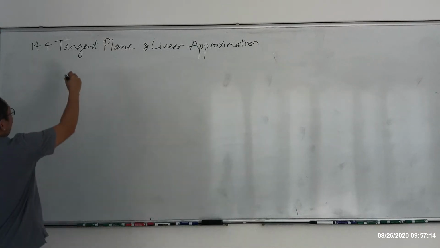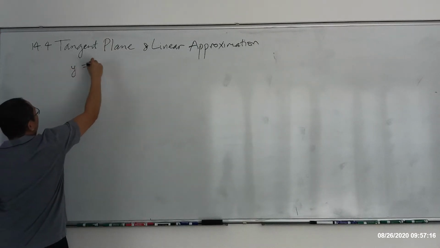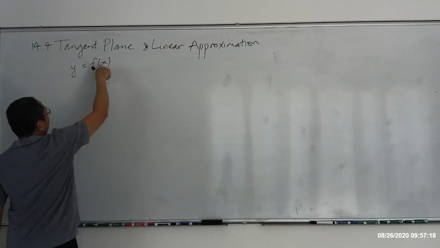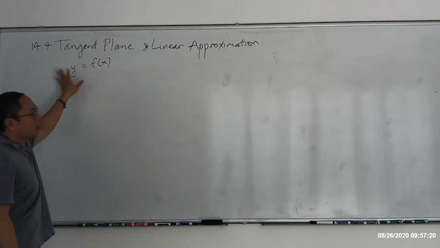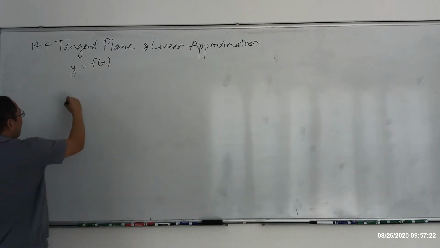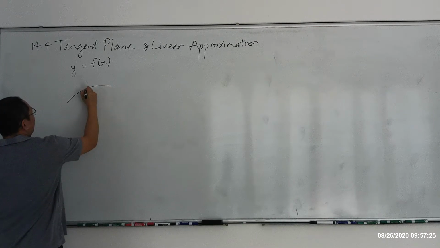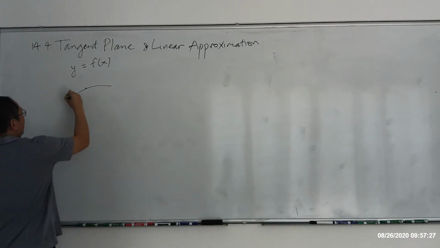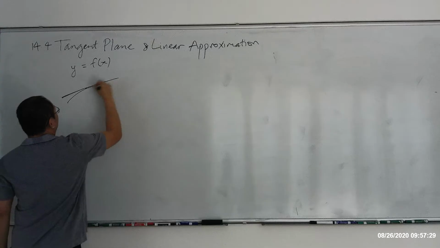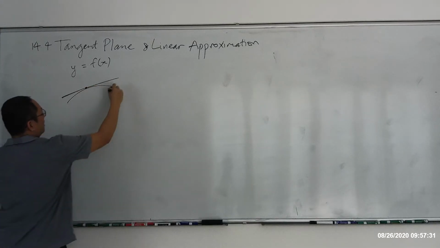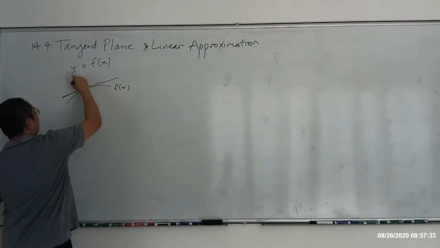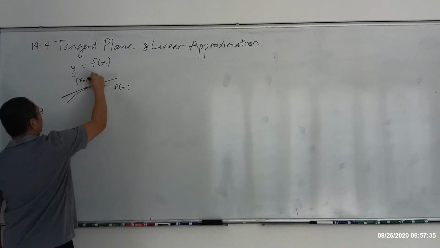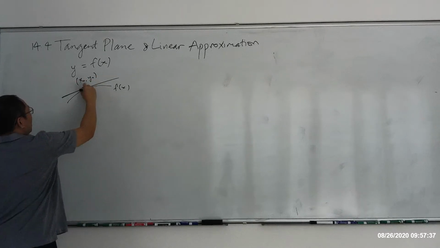In Cal 1, you have y equal to f of x, where x is just one variable and y is the output. Say you have a curve, a function. This is a problem that you see in Cal 1: given a point on the function f of x, say (x naught, y naught), find a tangent line through that point.